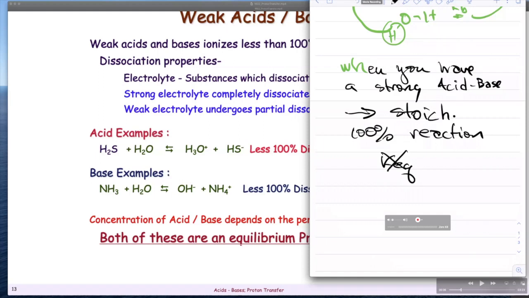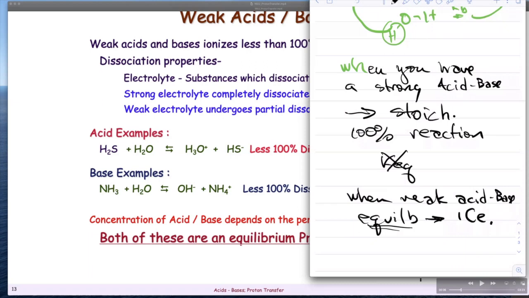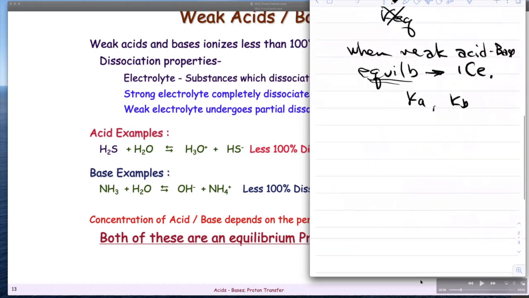On the other hand, when you have weak acids or bases, then the problem is an equilibrium problem, and you have to solve an ICE table in order to solve it. Because you have to figure out how efficient that proton transfer is. And the efficiency by which the chemical accepts the proton is based on the Ka or Kb. Okay, so please keep that in mind.